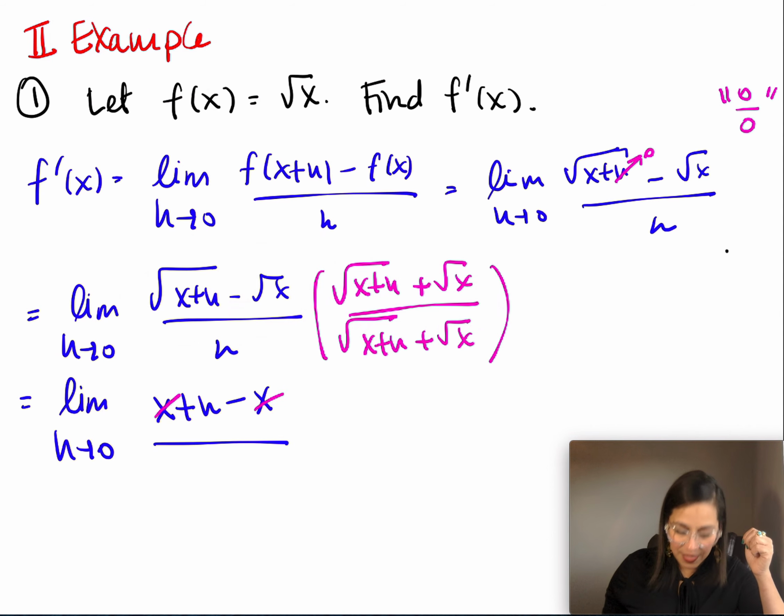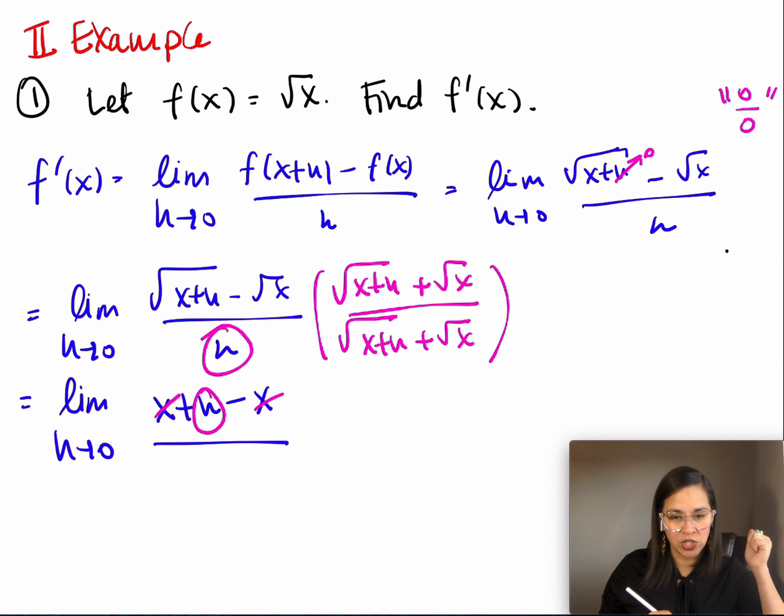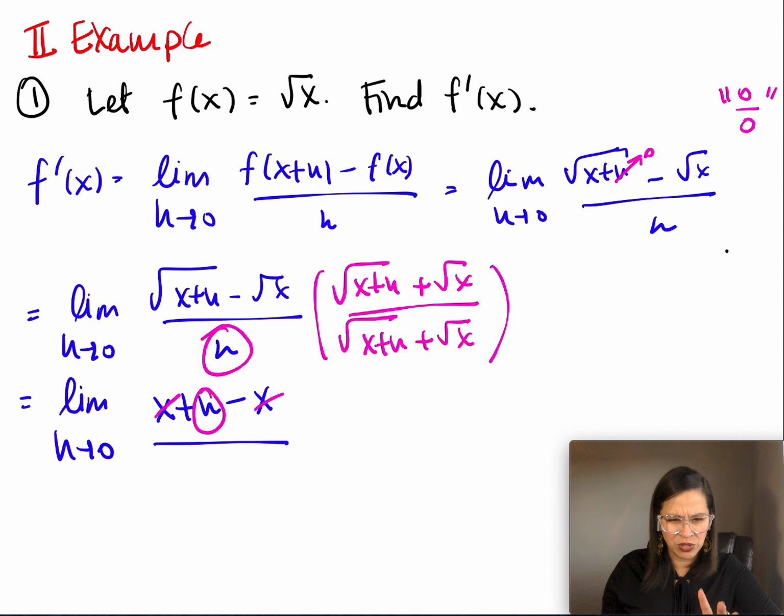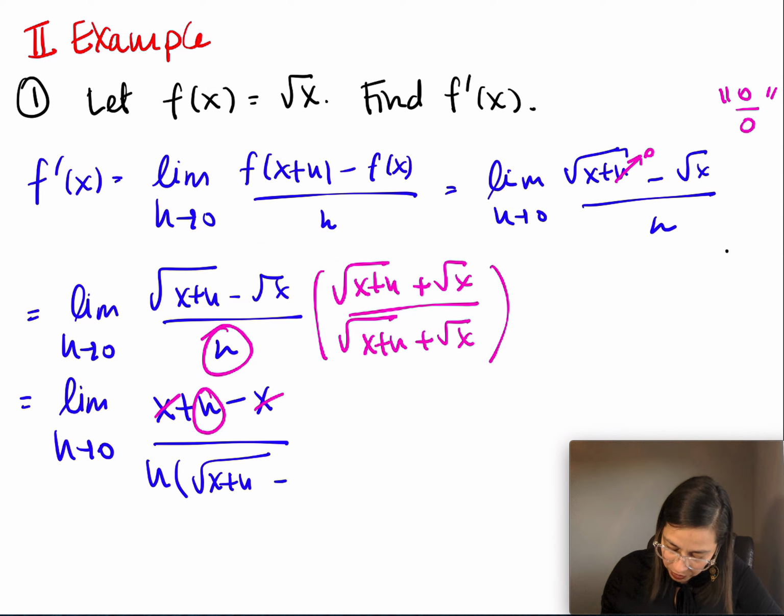x minus x, and then this h will cancel this h. So do not multiply the denominators together. Just write it down like that. You see what I'm saying? Do not write h times root of x plus h times root of x, because you want to cancel h. So I'm just going to write it as h times root of x plus h plus root of x.